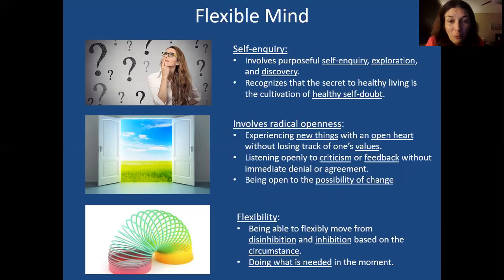Flexible mind also involves radical openness. Surprise, surprise, for radically open DBT. It's being open to what life brings me, experiencing new things with an open heart without losing track of my values. It's kind of nice, right? So I'm going to let in the new stuff, but I'm not going to be swayed beyond what's appropriate and right for me.